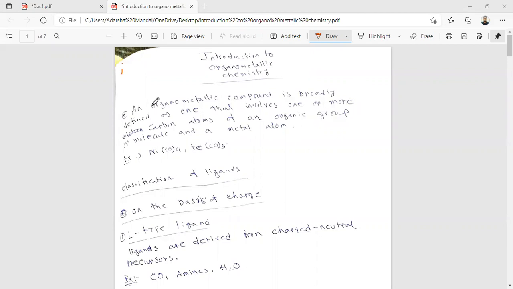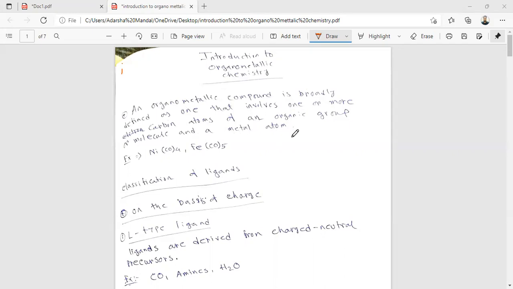So first we should know what an organometallic compound is. An organometallic compound is broadly defined as one that involves one or more carbon atoms of an organic group or a molecule and a metal atom. That means there is a bond between the metal and the carbon atom in the organometallic compound. So that will classify as an organometallic compound.